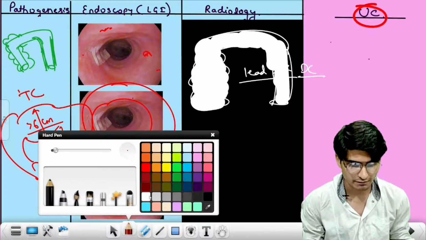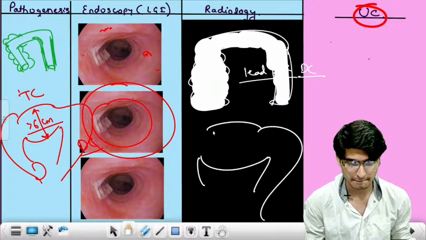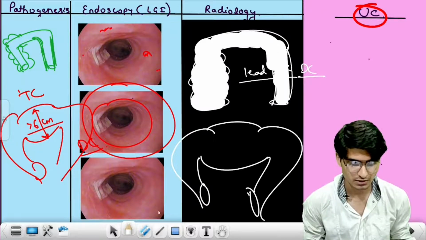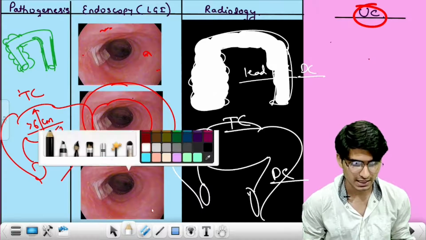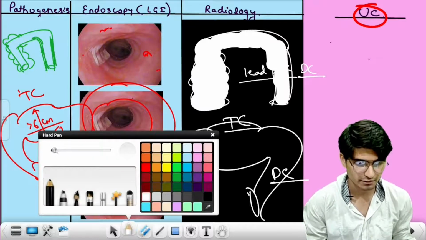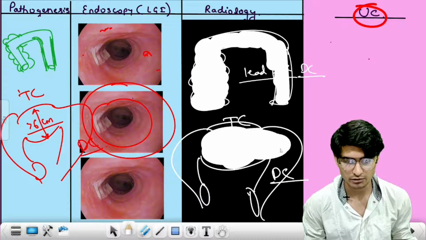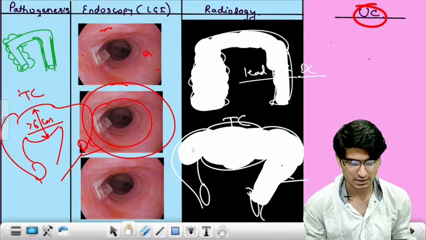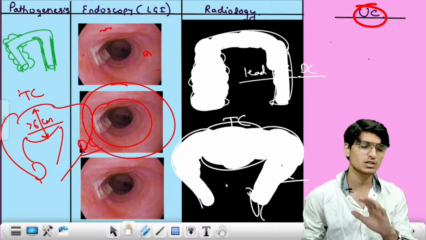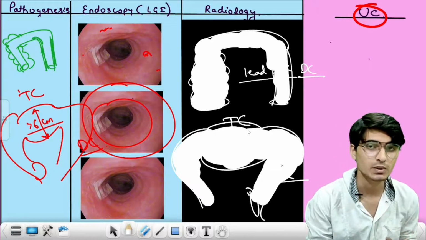In the radiology, we will find there is massive dilatation of the wall, right? So this is the transverse colon here, that is the descending colon, and that is the barium enema filling the whole of the colon there, right? And the diameter of the transverse colon is more than 6 centimeter, which is diagnostic for toxic megacolon. So these are the radiological findings and endoscopic findings in correspondence with the pathology.